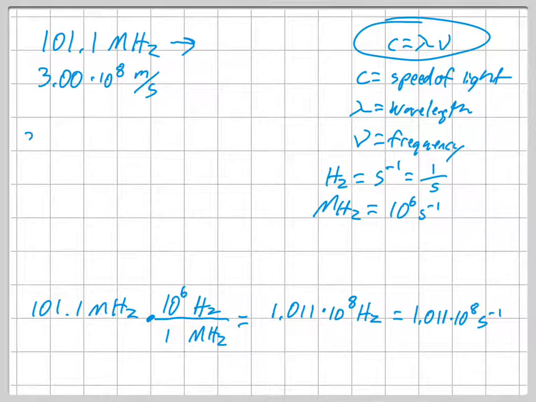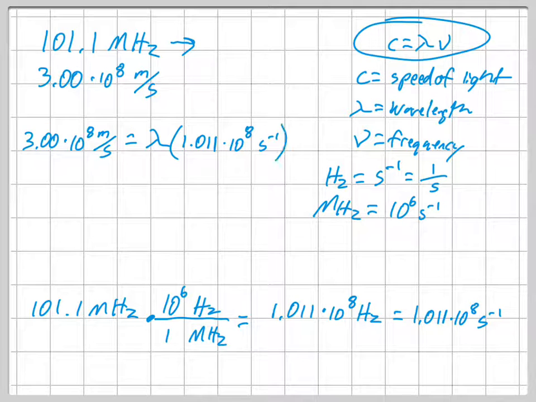Our c is 3.00 times 10 to the 8th meters per second. That's the speed of light in a vacuum. And that is going to be equal to the wavelength times 1.011 times 10 to the 8th seconds to the -1.